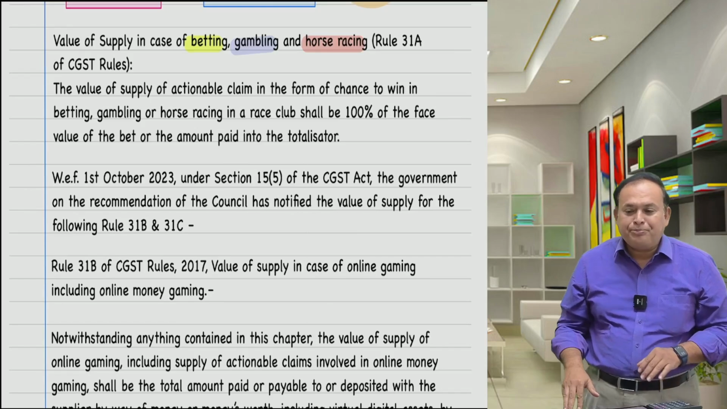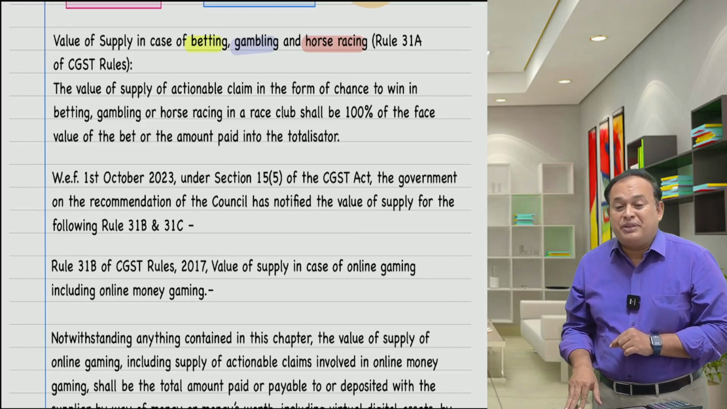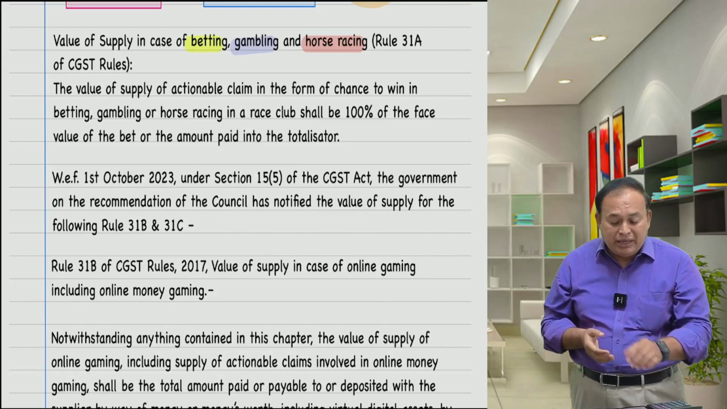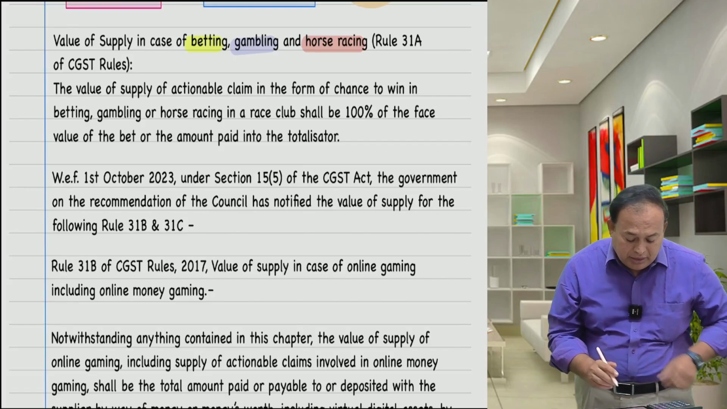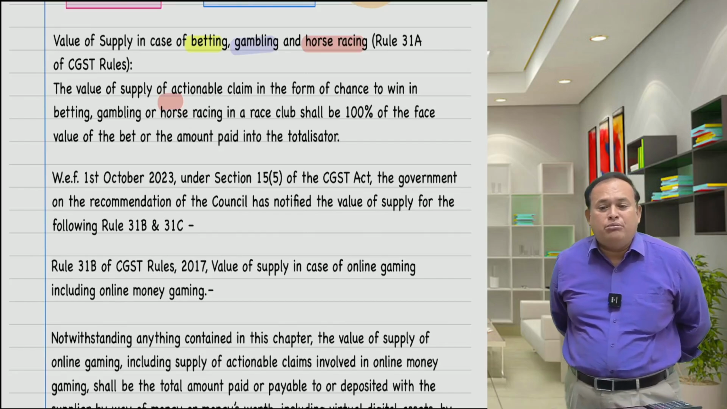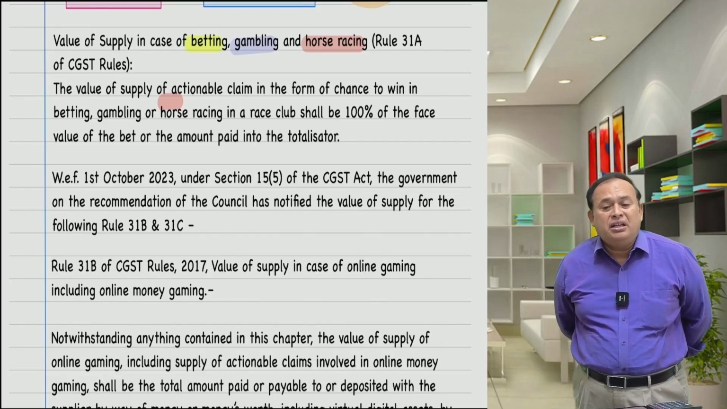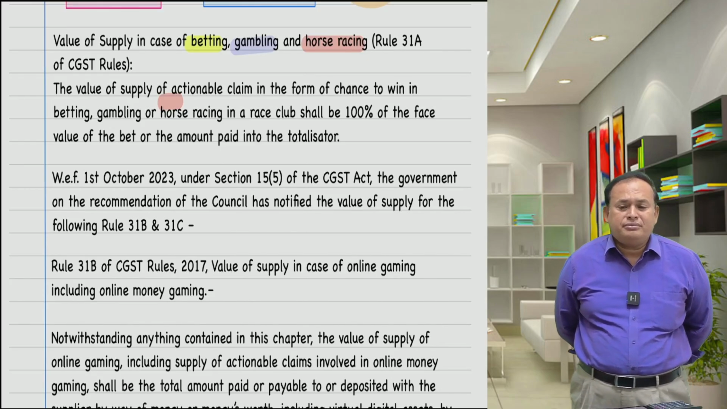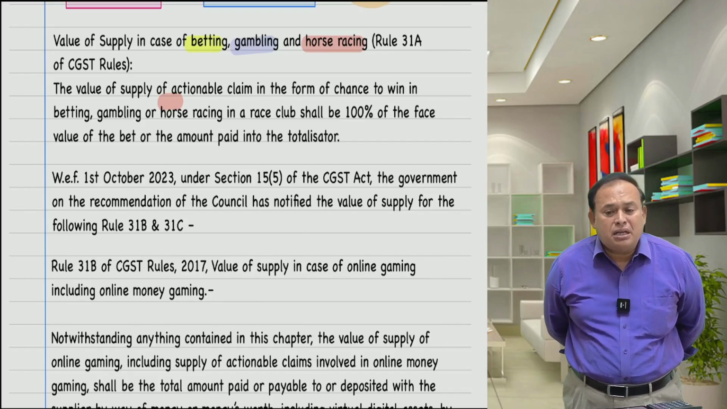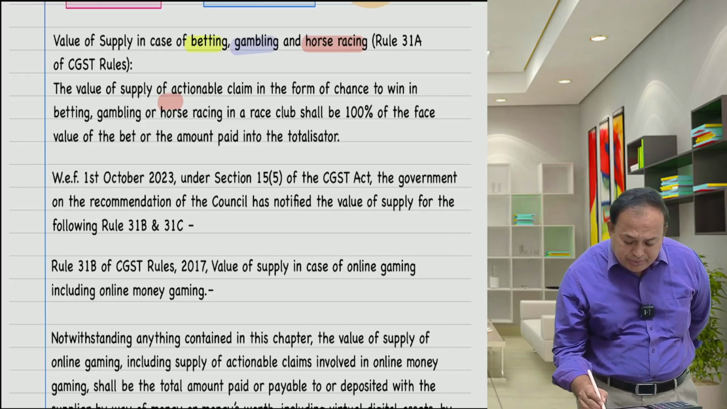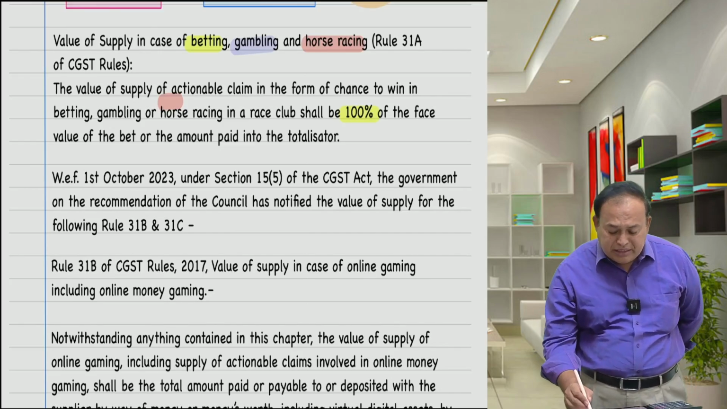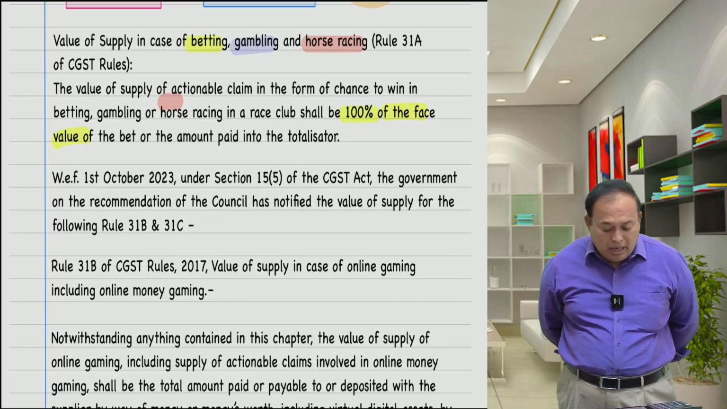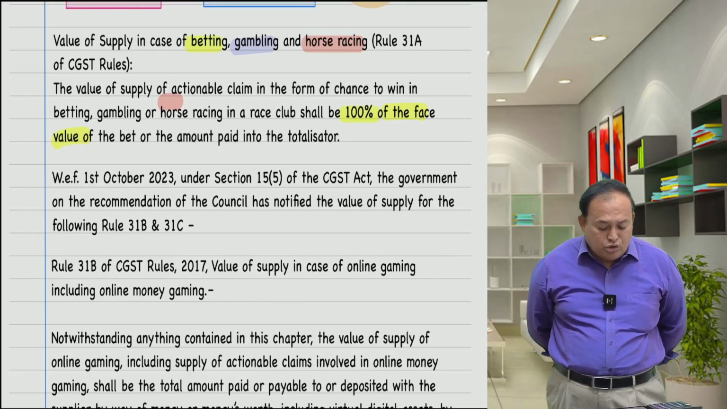Now please come back. Referring further, my dear friends, here betting, gambling, horse racing is considered. The valuation here, they said simply: the value of supply of actionable claim in the form of chance to win in betting, gambling, or horse racing in a race club shall be 100% of the face value of the bet or the amount paid into the totalizator.